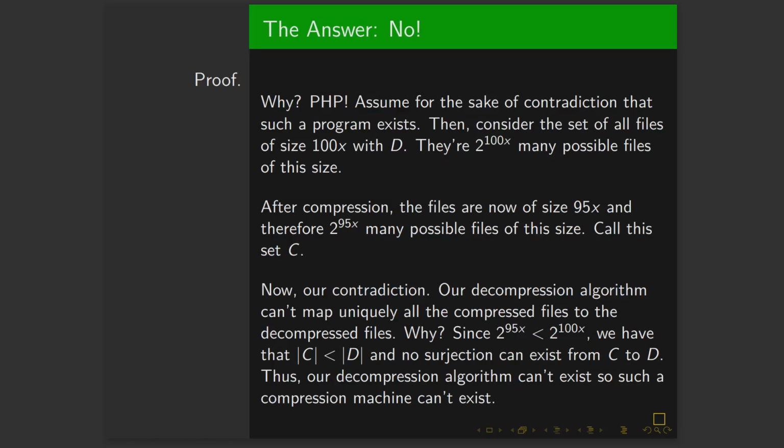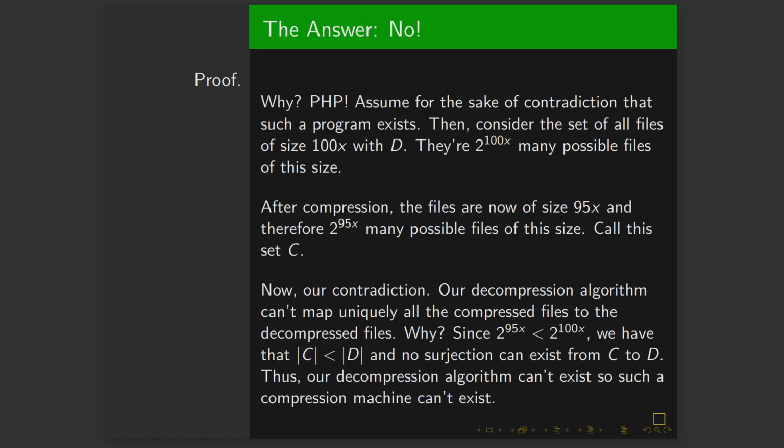Then if you have 3 bits, you have to multiply by 2 again because the third bit's independent from all the other ones. The choice of third bit doesn't depend on the other 2 bits. So that's 2 to the power of 3, which is 8. And you can keep doing this over and over. So if you have 100x many bits, there are 2 to the power of 100x many possible files of this size. After compression, the files are now of size 95x. There are 2 to the power of 95x many possible files of this size, and we'll denote this set with C.